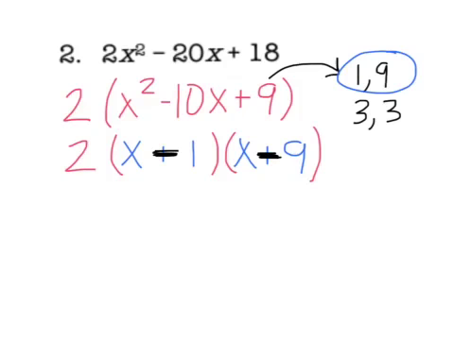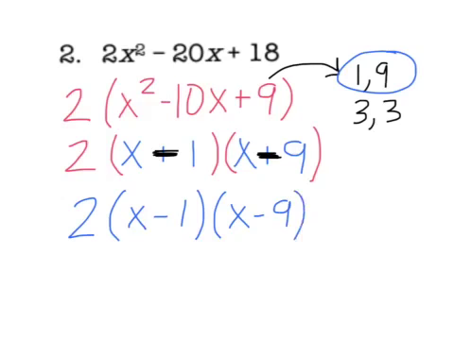So now when I try and expand this out, I'd get x squared minus 9x minus 1x. Together that's minus 10x. And then a negative 1 times a negative 9 is still a positive 9. And then, of course, if we were to distribute the 2 to all of that, we would get back the original expression. So I have my factored form, 2 times x minus 1 times x minus 9.